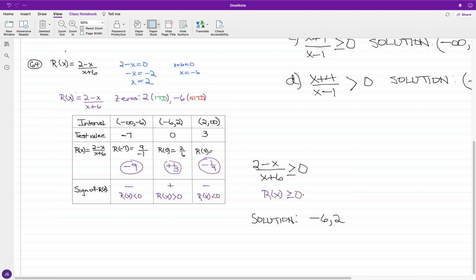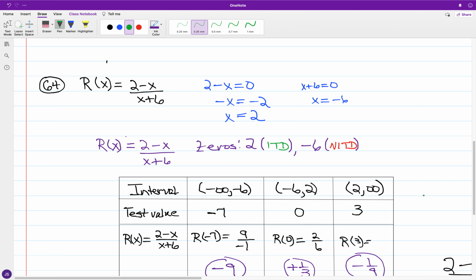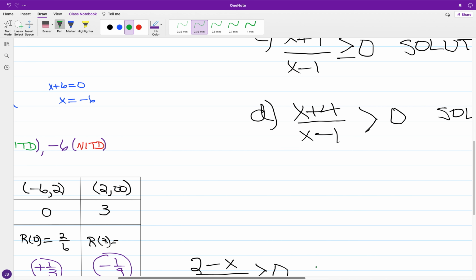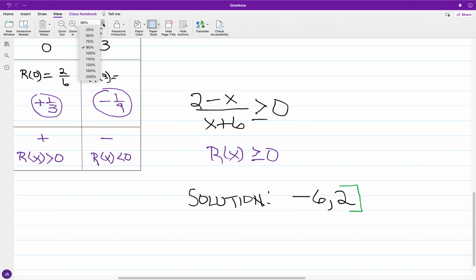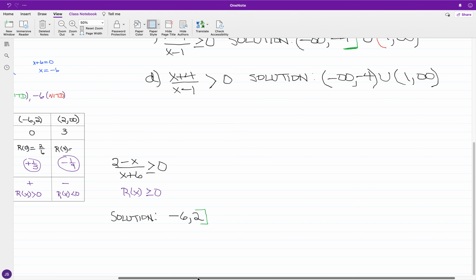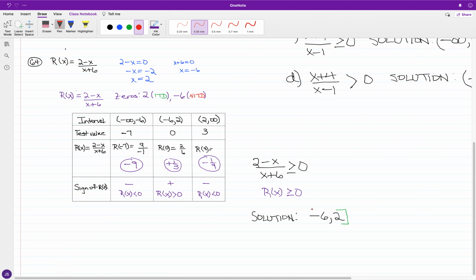Okay, and since the nature of the inequality has the equal sign, there could be a bracket around that zero or zeros that will be in the domain, and 2 is in the domain. So that is going to be in the bracket. But for negative 6, on the other hand, that one is not in the domain. So there will be a parenthesis around that one. Okay, so that would be the interval solution for number 64.